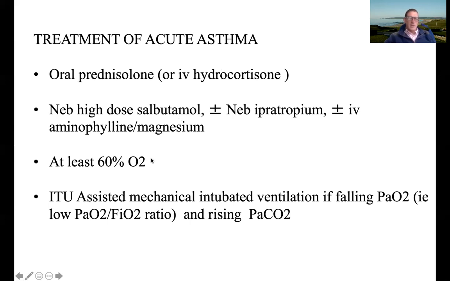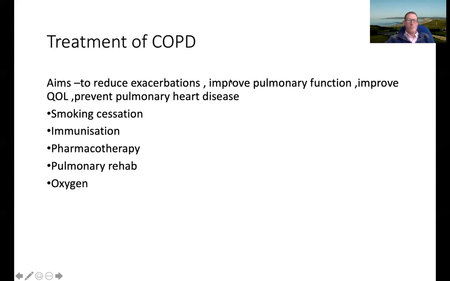You give at least 60% oxygen. I'm not going to go into oxygenation. Tom Farder will tell you all about that. And finally, if patients don't respond to all of that, then we would intubate them and give them assisted mechanical intervention if they can't maintain their blood gases. In other words, if the PO2 was falling and the PCO2 was rising. Tom will tell you more about that, so don't worry about that.